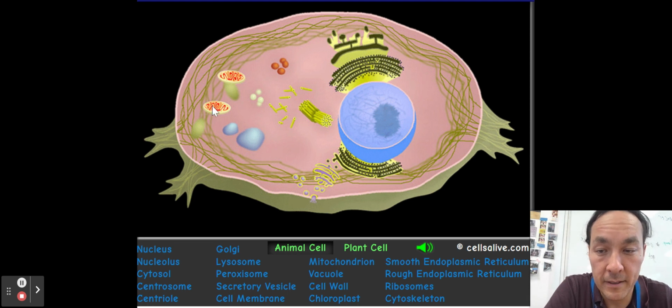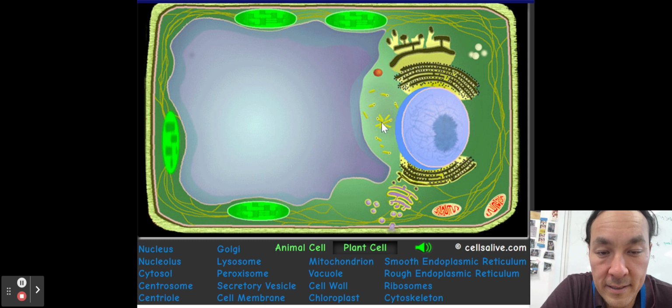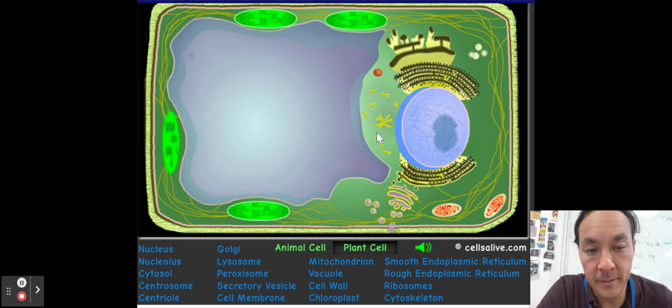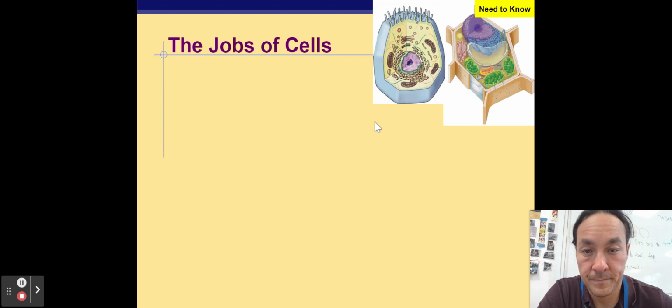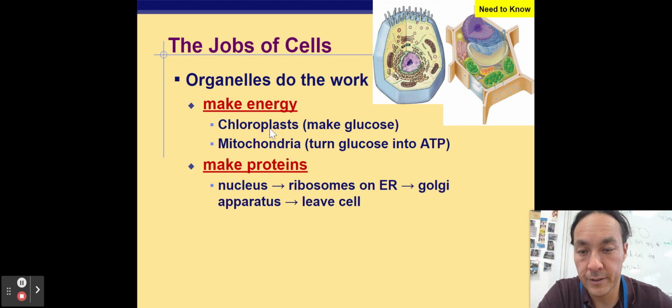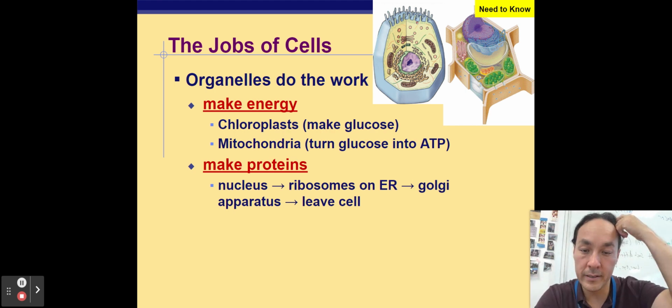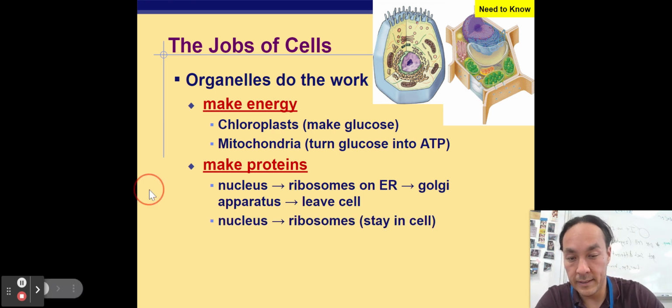You should know about energy capture and storage. There's a mitochondria. If you click on the plant cell, you'll see the chloroplast. And then you can also learn about cellular division, how the centrioles are going to help to separate chromosomes. All right, so organelles that deal with energy: chloroplasts and mitochondria. Making proteins, like we just went over: nucleus, ribosomes on the rough ER, the Golgi apparatus, leaving the cell.